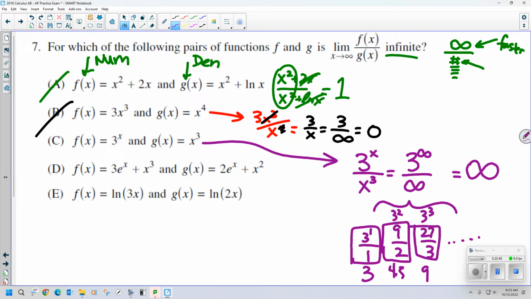Anytime you have a base that's 1 or bigger, it's not a decimal, I should say, and the exponent is infinity, that will grow faster than just the number infinity itself. This definitely does go to infinity. It is choice C.